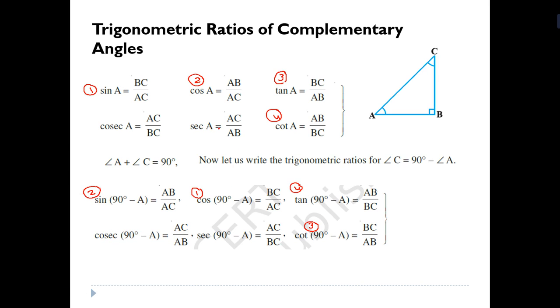Now sec A is AC upon AB, so here that is 5. Sec A is AC upon AB, and cosec 90 minus A is AC upon AB, that is 5. Now here it is 6: cosec A is AC upon BC, and sec 90 minus A is AC upon BC. So 6 total relations are there.